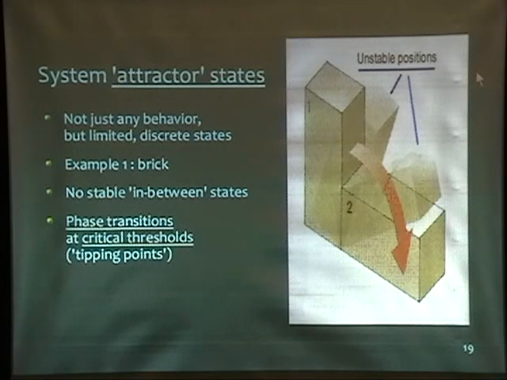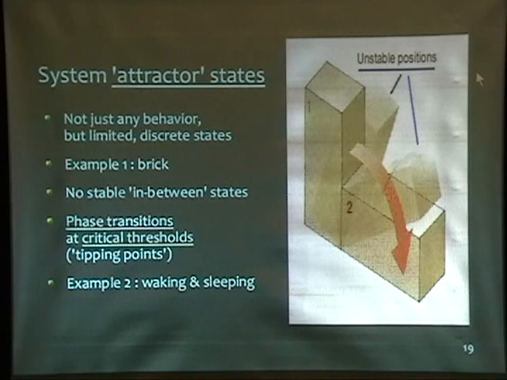A more complex example of attractor states and tipping points is waking and sleeping in us. You all right now are awake. At some point later today, you will fall asleep very quickly. There's not much in between time. You may be drowsy for a minute, but you fall into that sleep state. And at some point later on, you will wake up. Perhaps when the alarm goes off, you move quickly from a sleeping state to a waking state. A third example is camels.